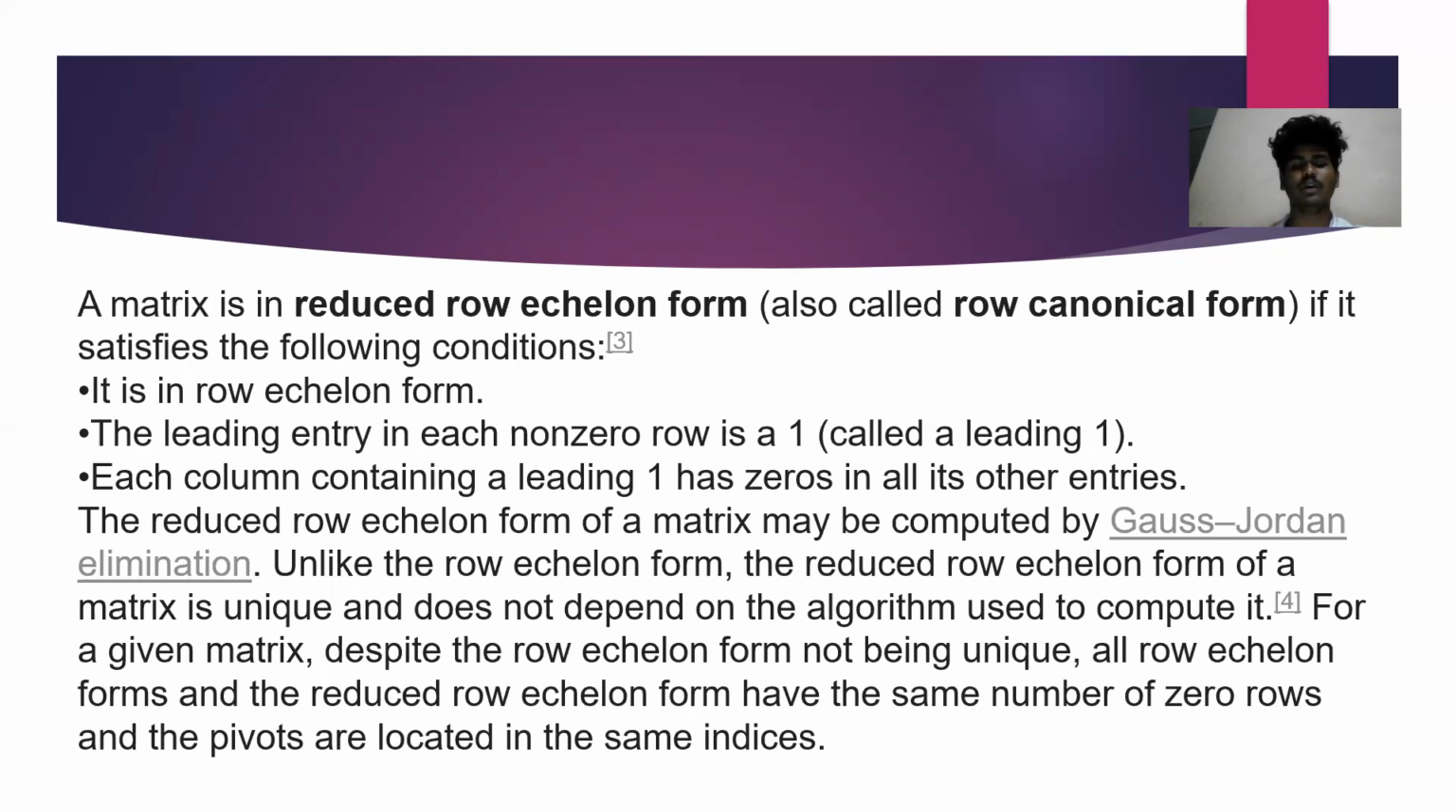Unlike the row echelon form, the reduced row echelon form of a matrix is unique and does not depend on the algorithm used to compute it. For the row echelon form, not being unique, all row echelon forms and the reduced row echelon form have the same number of zero rows, and the pivots are located in the same positions.